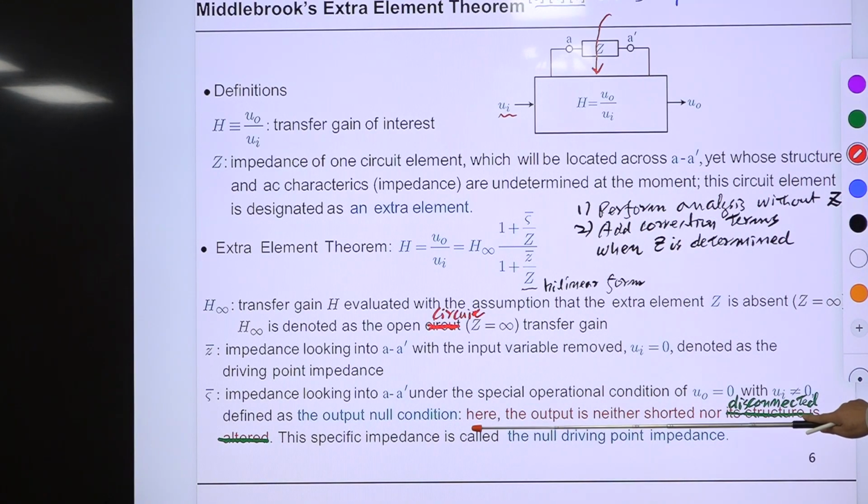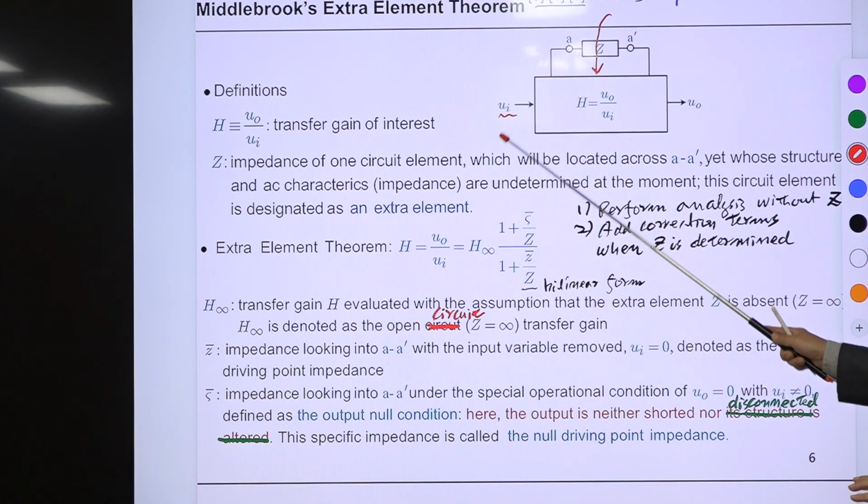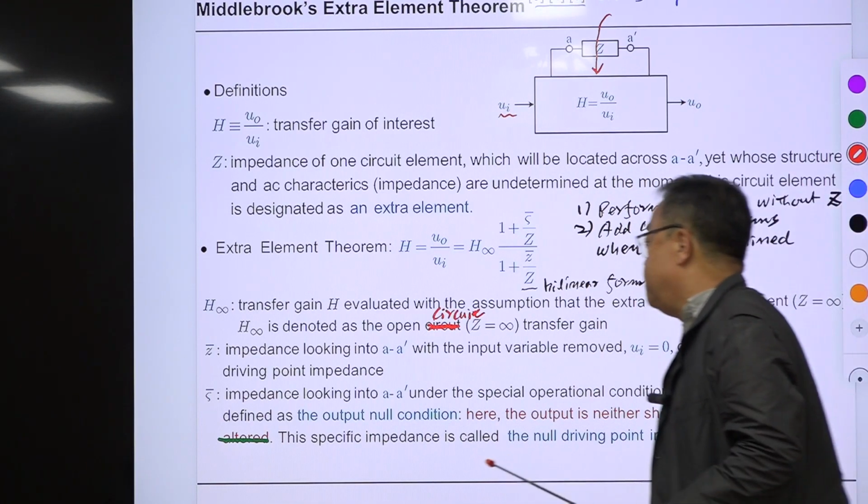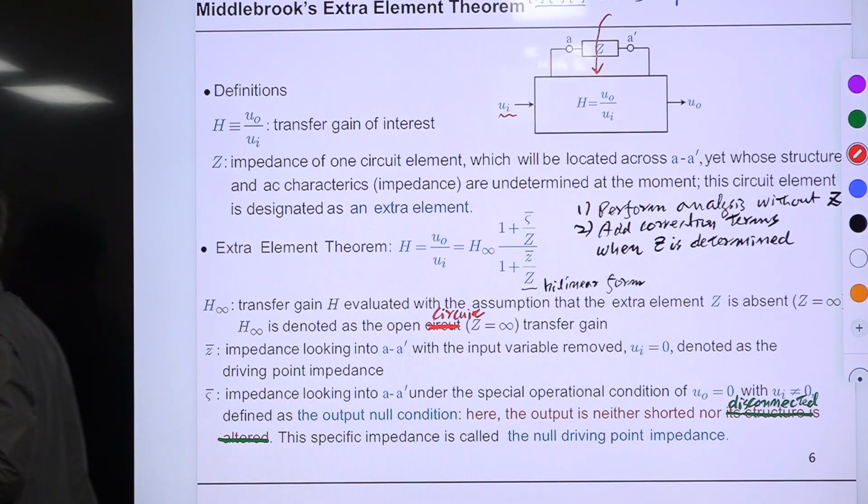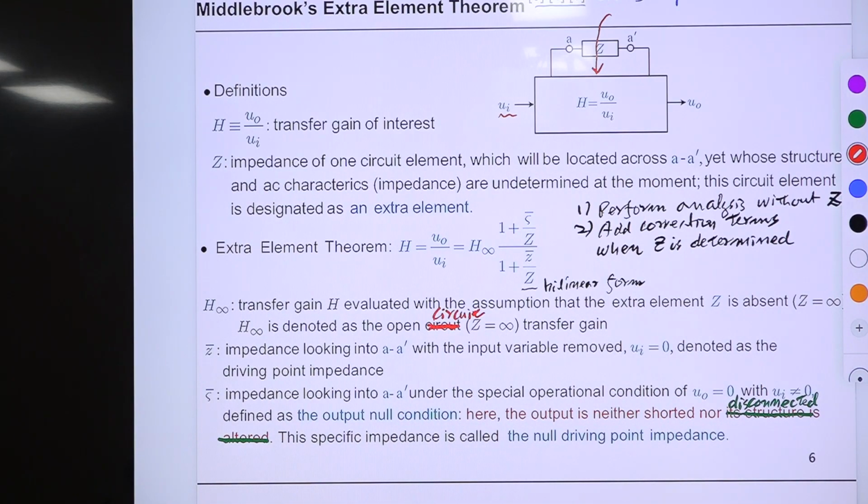This red one is extremely important. Output is neither shorted nor disconnected. It's unchanged, it remains the same, but at some condition, this becomes 0, okay? With this one not 0. That is the condition called the open null condition, and the driving point impedance evaluated at that particular condition is called the null driving point impedance. Okay?